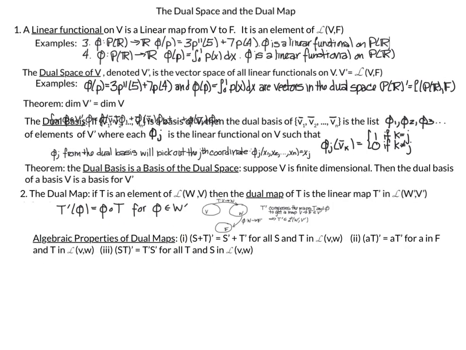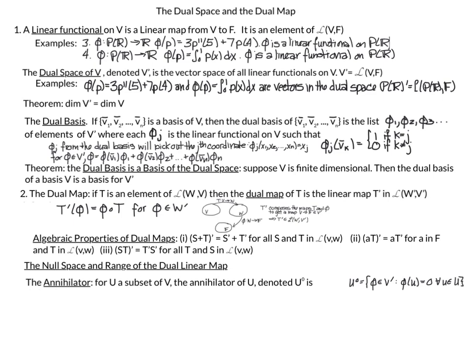Next, we have some algebraic properties of dual maps. The dual of S plus T is equal to the dual of S plus the dual of T. The dual of a scalar a times T is equal to a times the dual of T. And then last, the dual of S times T is equal to the dual of T times the dual of S. This looks a lot like the transpose of matrices, where the order of the matrices is reversed.